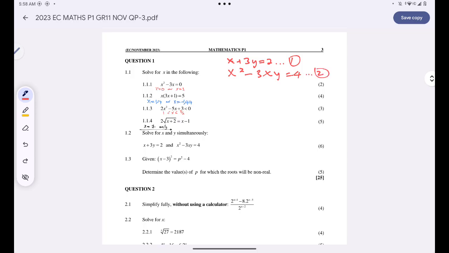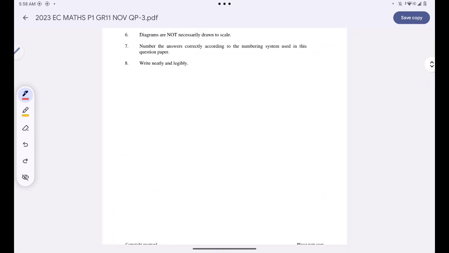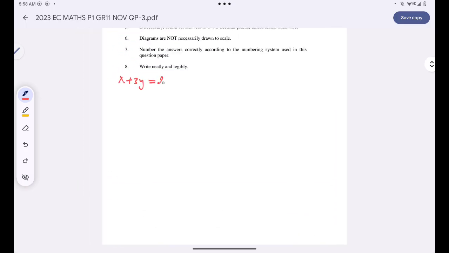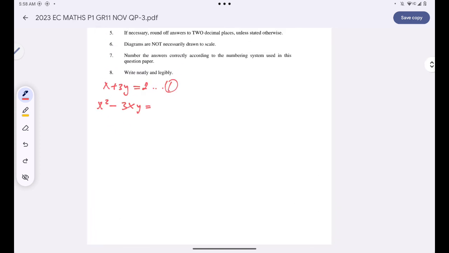This is equation 2. In fact, let me write this where I have too much space. X plus 3y is equal to 2, equation 1. Then x squared minus 3xy is equal to 4.